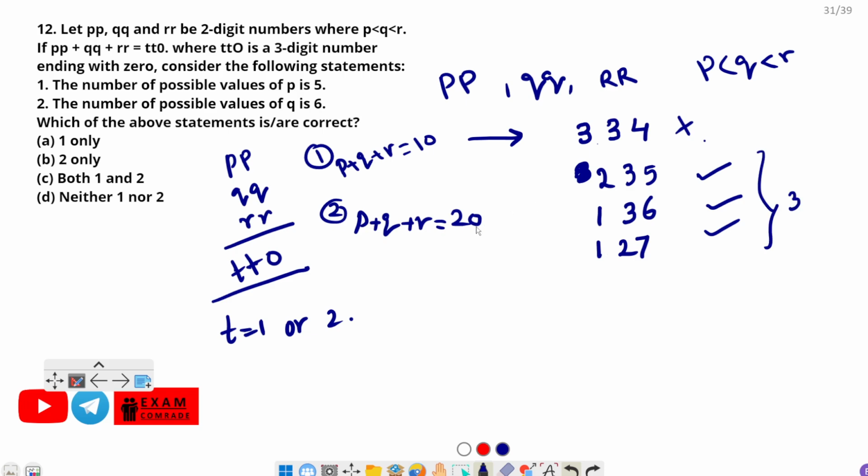Let's find the values for p plus q plus r equal to 20. 20 by 3 is around 7, so we'll write around 7: 6, 7, 7. What we can do is 5, 6, 9. 5, 6, 9 is possible. 4, 6, 10 is not possible because that would be a double digit. So we'll write 5, 7 and 8. That is also possible.